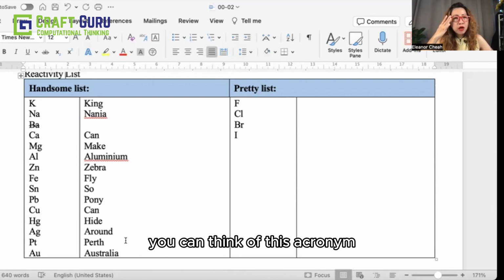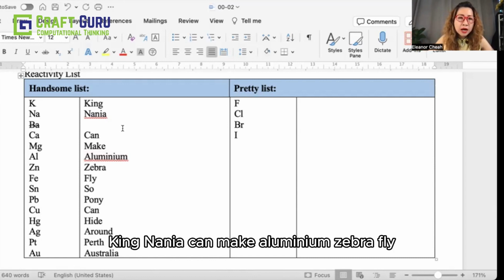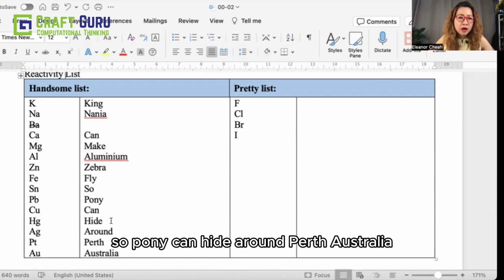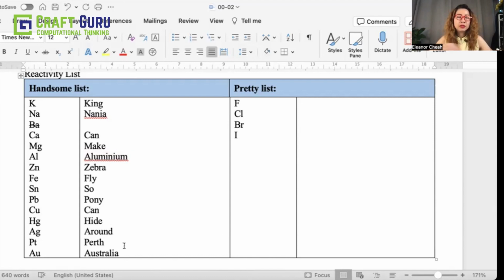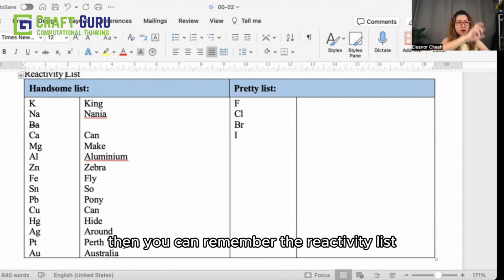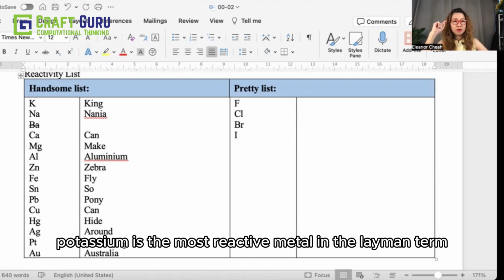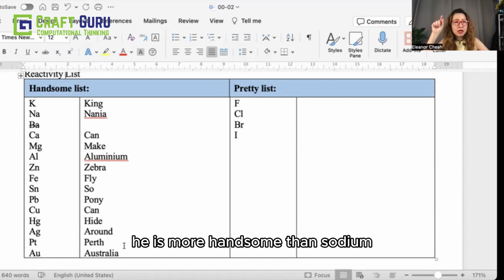You can think of this acronym. King Narnia can make aluminium zebra fly, so pony can hide around Perth, Australia. If you can remember this, then you can remember the reactivity list. Potassium is the most reactive metal. In the layman term, he is more handsome than sodium.